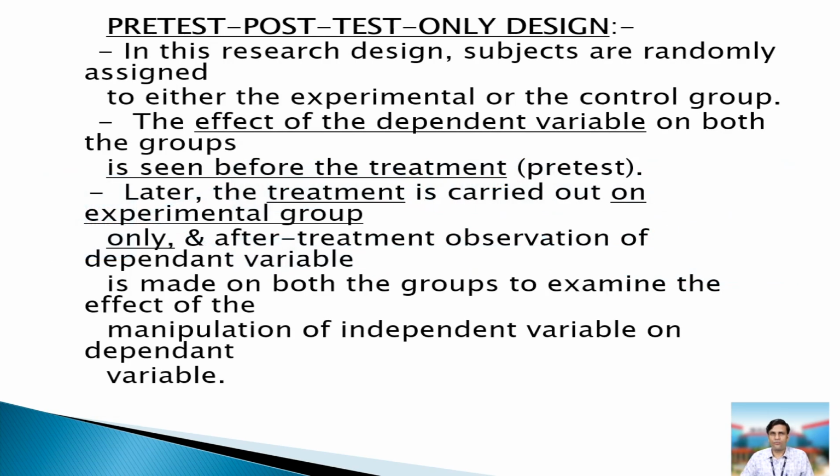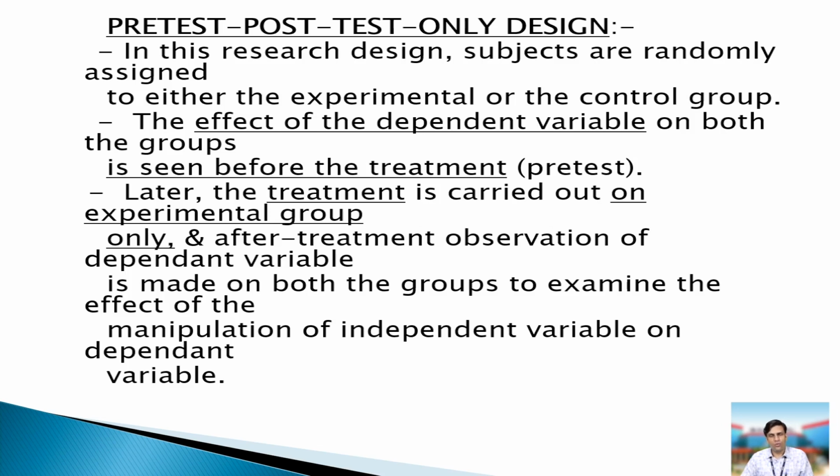The other type of true experimental research design is pre-test, post-test design. In this design, subjects are randomly assigned to either the experimental or control group. The dependent variable on both the groups is observed before the treatment. Later, the treatment is carried out on the experimental group. After treatment, observation of the dependent variable is made on both the groups to examine the effect of the manipulation of independent variable on variables.